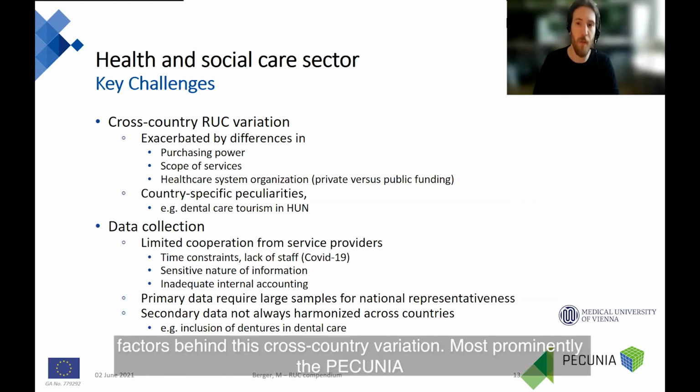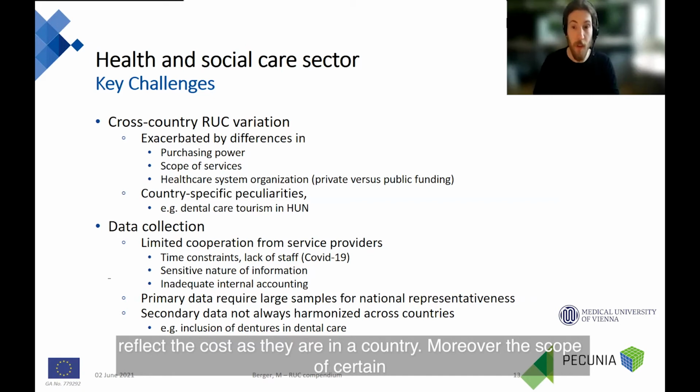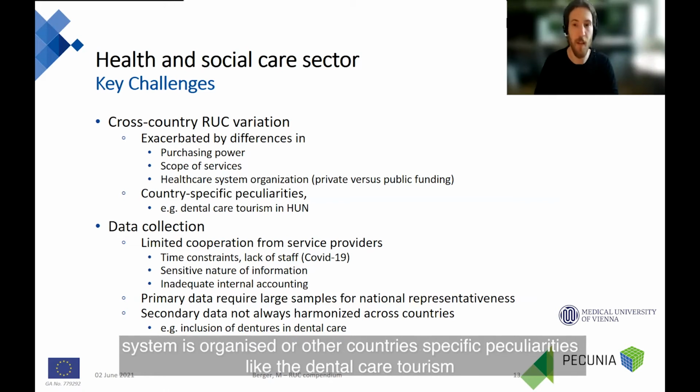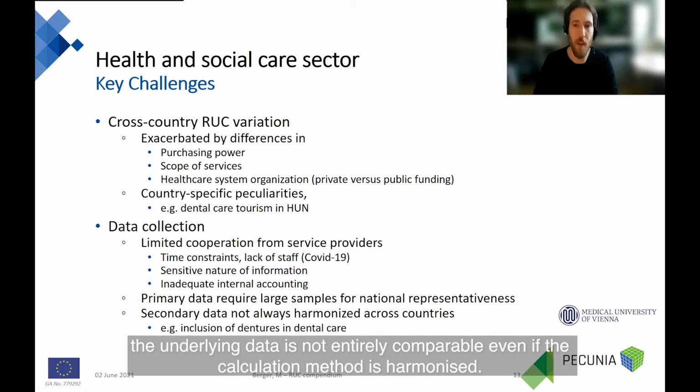We know some driving factors behind this cross-country variation. Most prominently, the PECUNIA RUCs do not adjust for purchasing power, as they are mainly meant to reflect the costs as they are in a country. Moreover, the scope of certain services might still differ between countries. Finally, how the healthcare system is organized or other country-specific peculiarities like the dental care tourism in Hungary may also affect estimates.